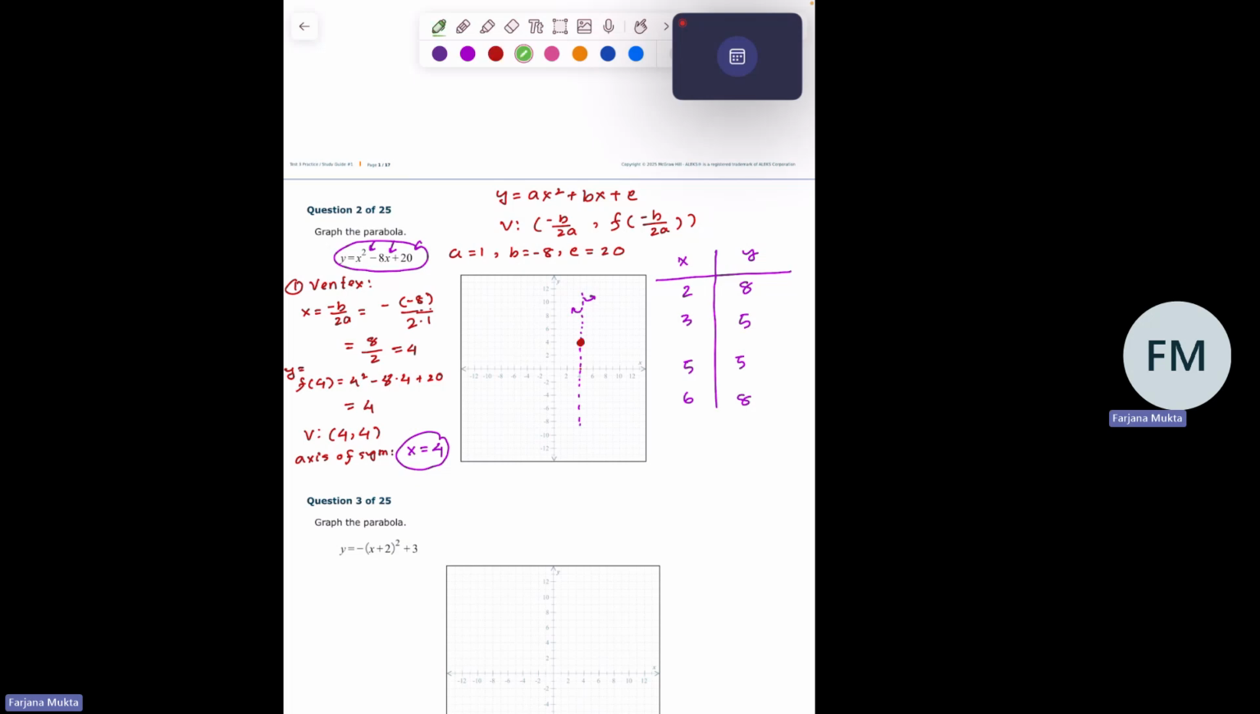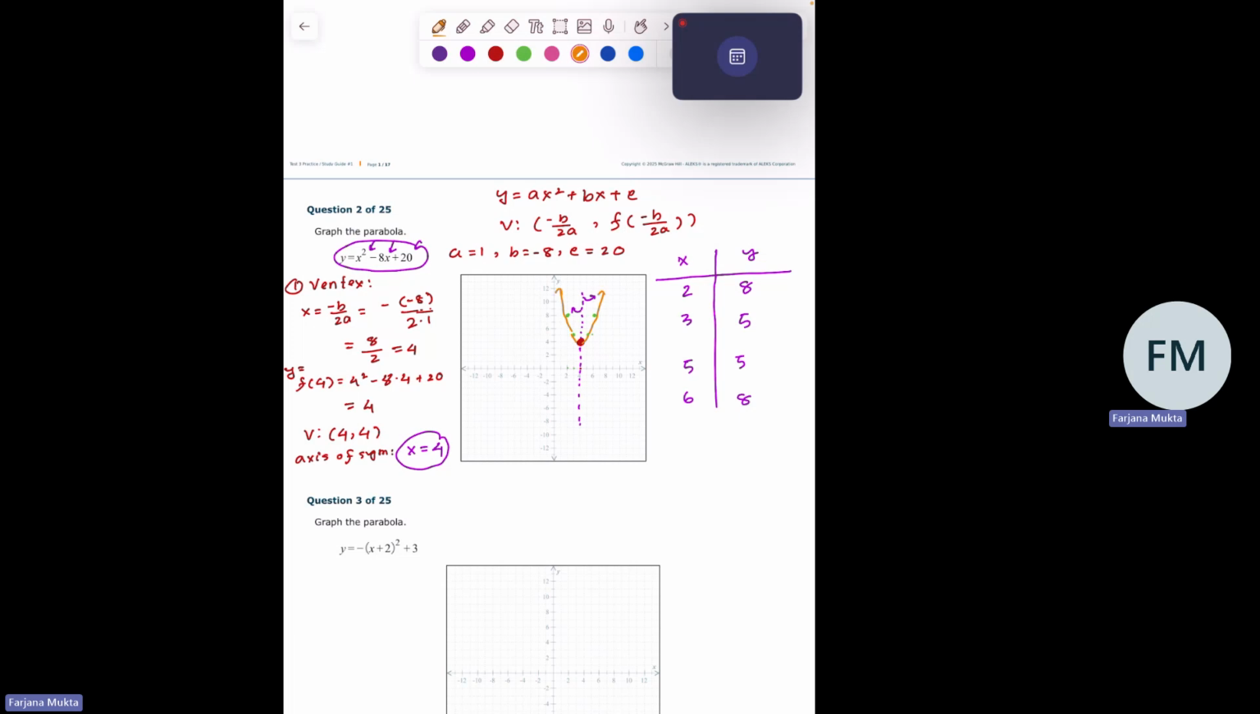And now the other points: 2, 8; 3, 5; 5, 5; 6, 8. So the graph passing through these points will be this, right? An upward parabola.